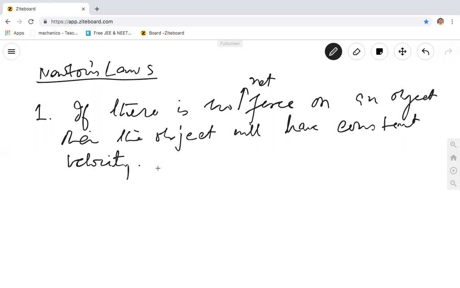In other words, in the books it is written as: a body continues to be in the state of rest or uniform motion if there is no external force. It is the same thing as this. So mathematically, if F net is 0, the velocity of the object is constant.